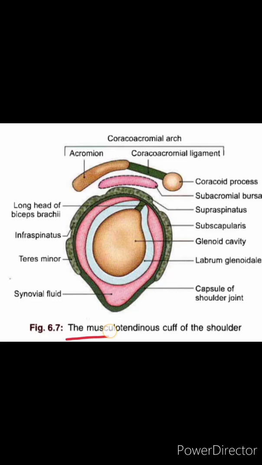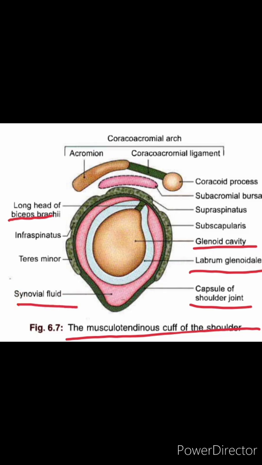Hello friends, today we are going to study the musculotendinous cuff of the shoulder, also known as the rotator cuff. In the center there is the glenoid cavity, which is surrounded by the glenoidal labrum. The glenoid cavity is attached to the capsule of the shoulder joint through the long head of biceps brachii. In between the capsule of the shoulder joint and the glenoidal labrum there is synovial fluid.